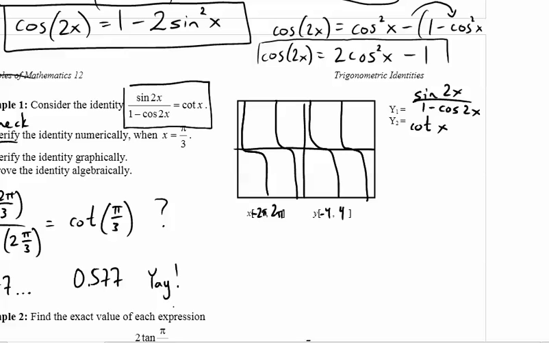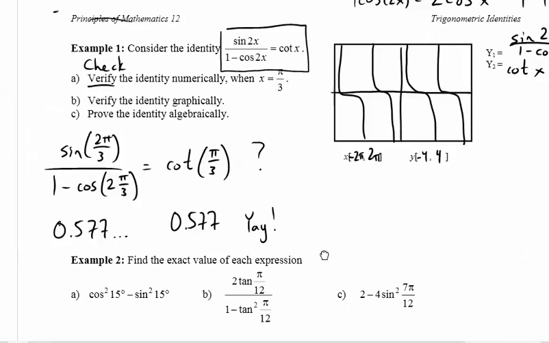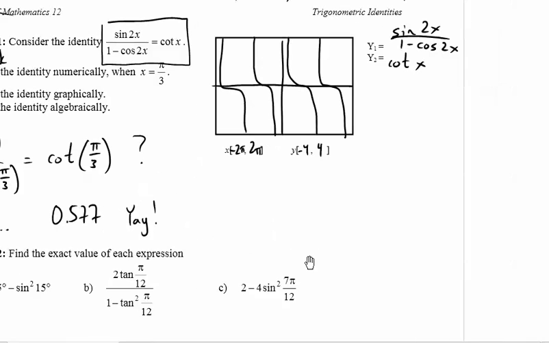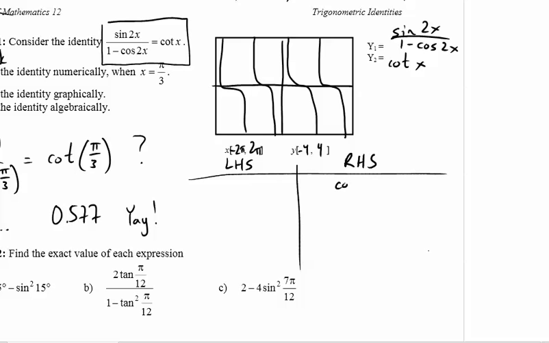And now let's prove it. So maybe you need another piece of paper to prove it. Or you can fit it just under here. So for the right-hand side, we need to change cotangent into something that uses cosine and sine only. Cos x over sine x.